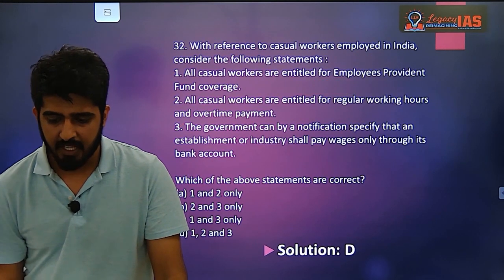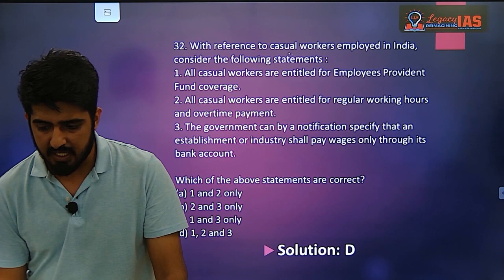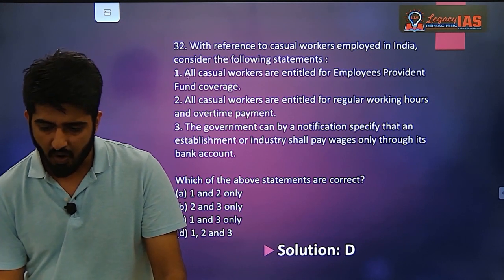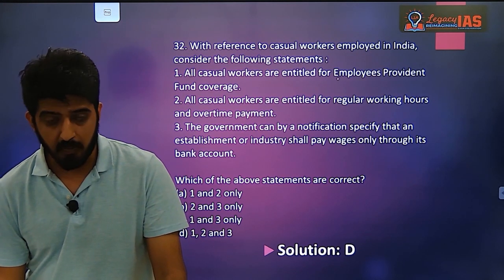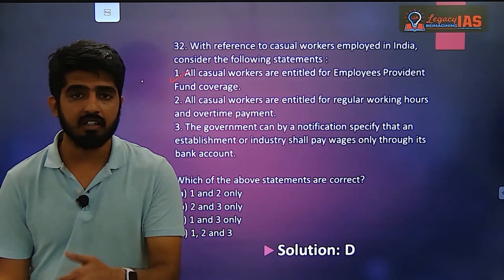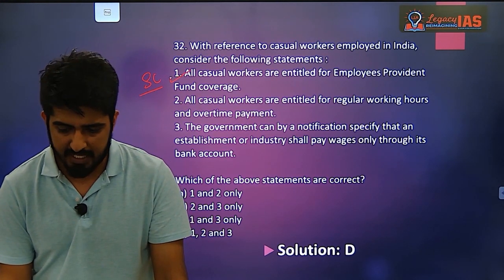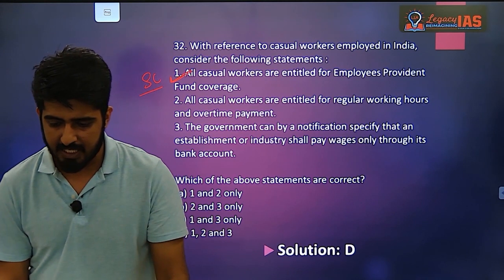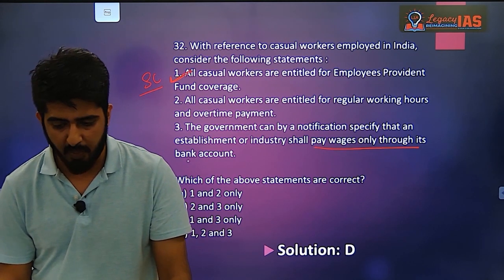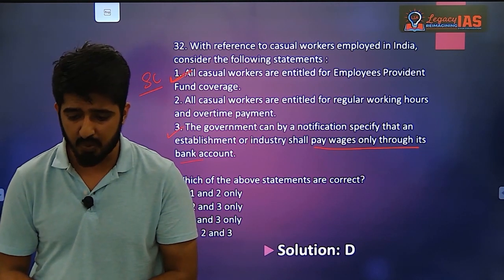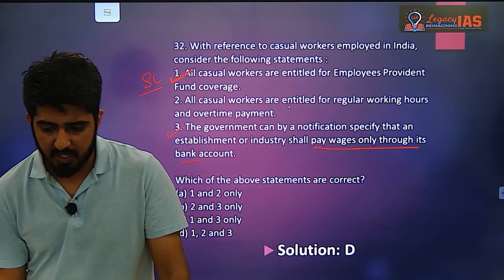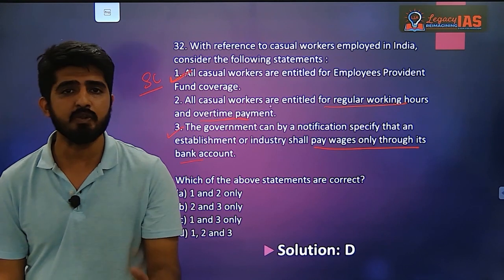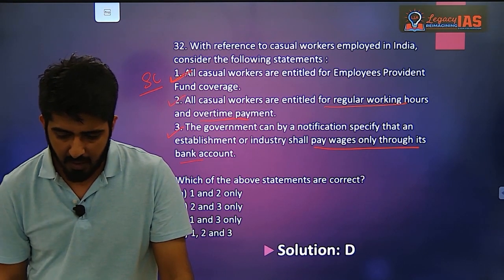It was pretty direct. 32, with reference to the casual workers employed in India. So for this, all casual workers are entitled for employees provident fund coverage. This is a judgment given by the Supreme Court of India. So 1 is right. Third one, again, notification can specify the establishment or industry to pay all the wages through bank account. This is obviously right. Government has all the powers to do it. And the second statement, all casual workers are entitled for regular working hours and overtime payment. Obviously yes, if they are working more, they have to be given more wages. So the solution would be 1, 2 and 3, D.